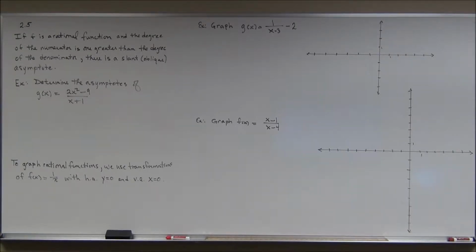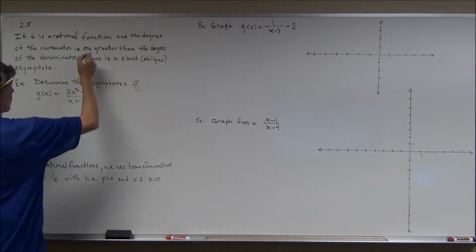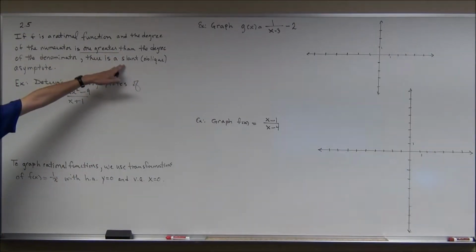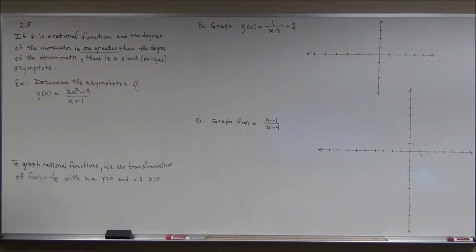Okay, we're going to do a little bit more with asymptotes. In the last video we talked about vertical and horizontal asymptotes. There is another type, I mentioned it in the other video, in which you have a rational function and the degree of the numerator is 1 more than the degree of the denominator. So right here, 1 greater than the degree of the denominator, we have what we call a slant asymptote, or sometimes it's called an oblique asymptote.